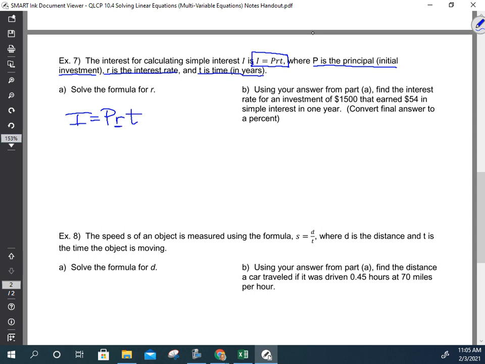We want to get R by itself. So that means the P and the T have to go. So problem 7 is very similar to problem 6 that we just solved out. 3 variables next to each other means they are all multiplying times each other. So if I want to get R by itself, what do you have to do to the P and the T?